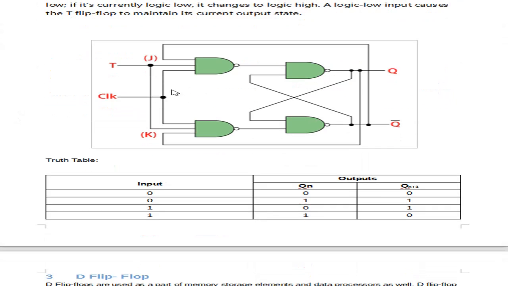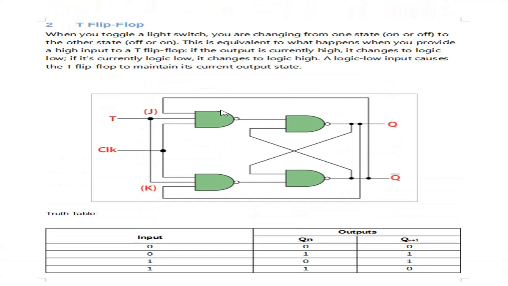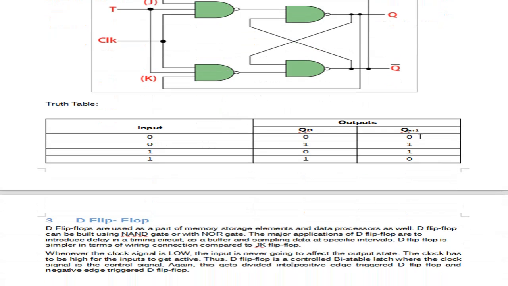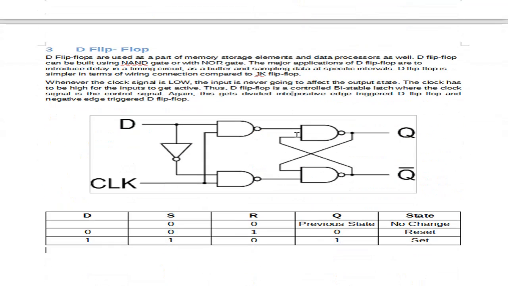Here's an example of what a T flip-flop looks like on the circuit. And here's the truth table for the T flip-flop. And finally, the D flip-flop. D flip-flops are used as part of memory storage elements and data processors as well. D flip-flops can be built using NAND gates or NOR gates.